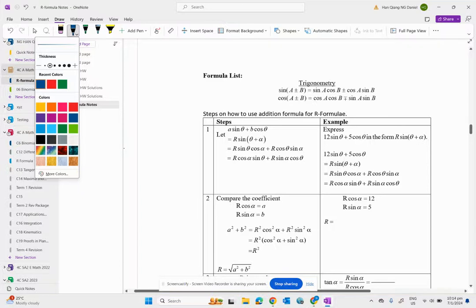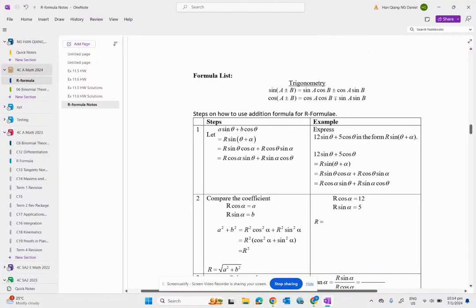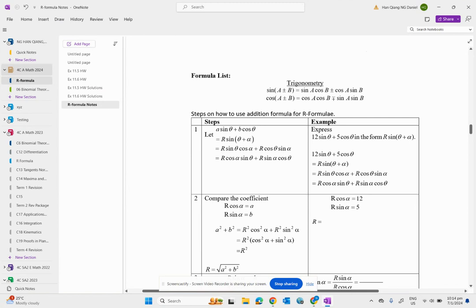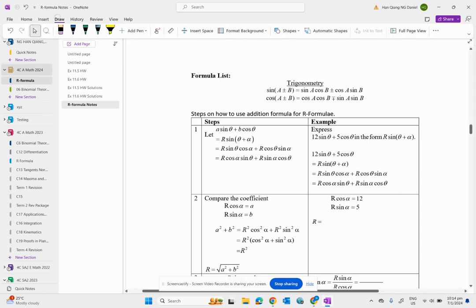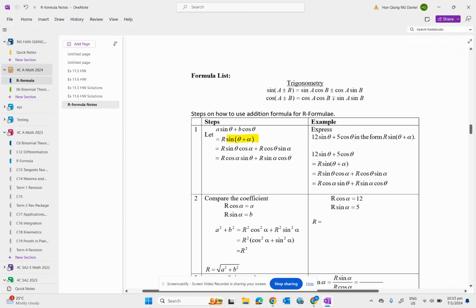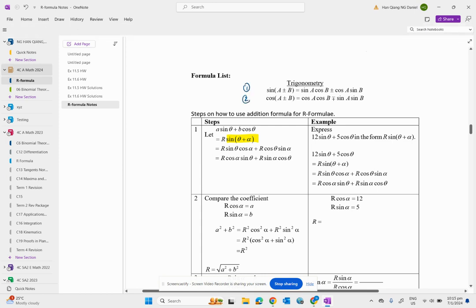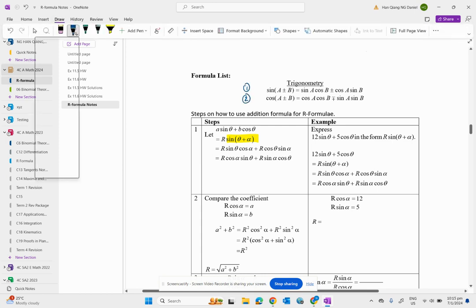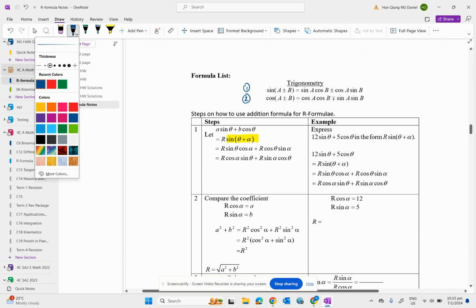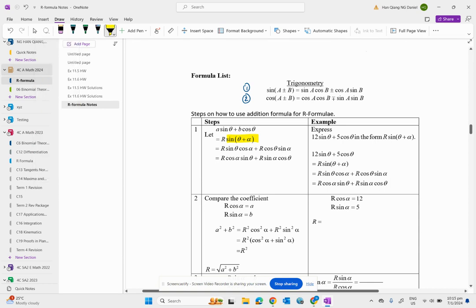We're going to express a sine theta plus b cos theta in the form of r sine (theta plus alpha). So the first step will be to make use of the addition formula. If we take a look at sine (theta plus alpha), which addition formula should we use? Will it be the first one or the second one? Yes, it's the first one, but you need to focus on the plus sign on the addition formula.